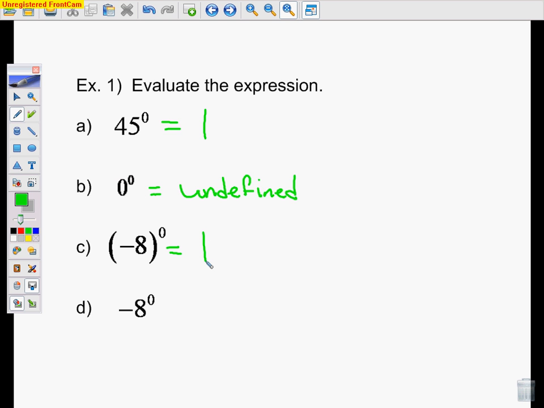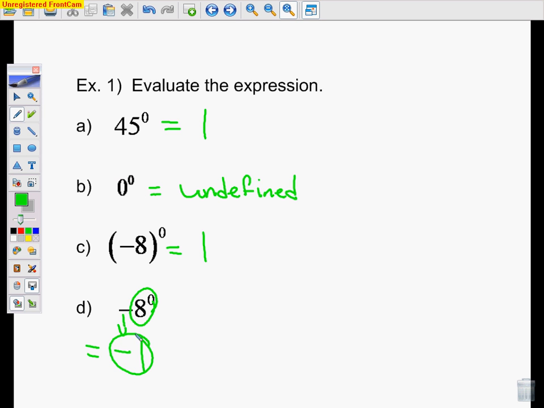Now, D, if you notice, the difference between C and D is the parentheses. All right. Remember, we talked about before that the exponent is attached to the thing it's immediately connected to. So in this problem, 8 to the 0 power, well, that's 1. And then we drop down the negative. So this answer is actually negative 1.